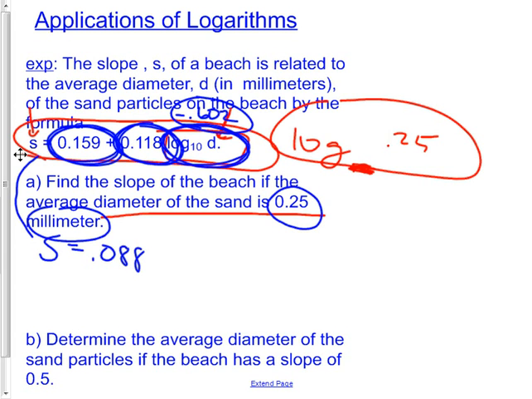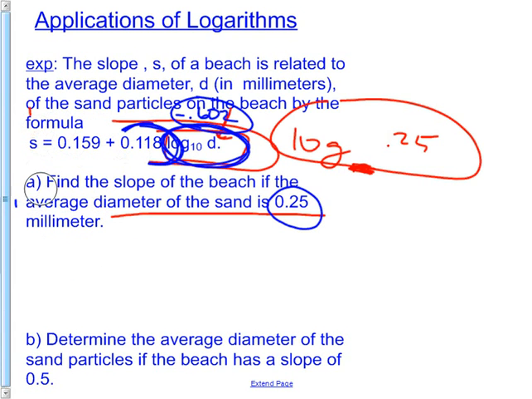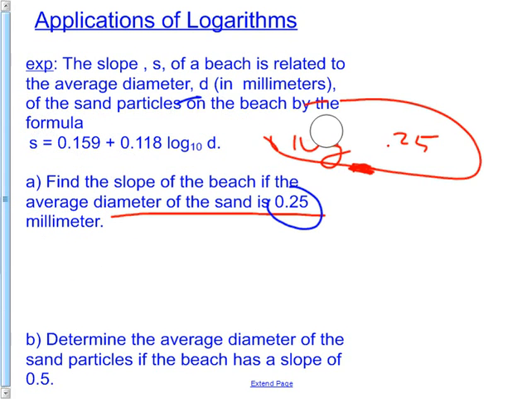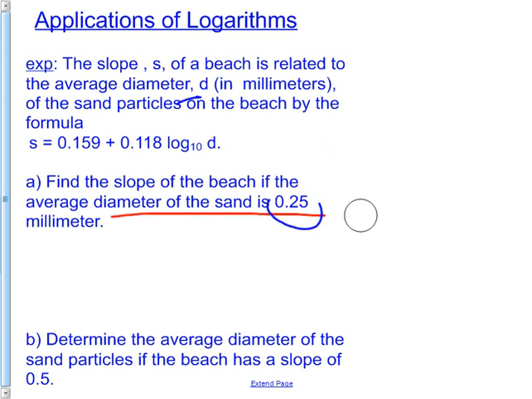All right, determine the average diameter of the sand particles if the beach has a slope of 0.5. That's the bottom problem there. Well, then you've got to put that in for F. So how are you going to solve that one? That's a little harder. If they give you the number on the other side of the equals, this is 0.5. Slope has to be 0.5.